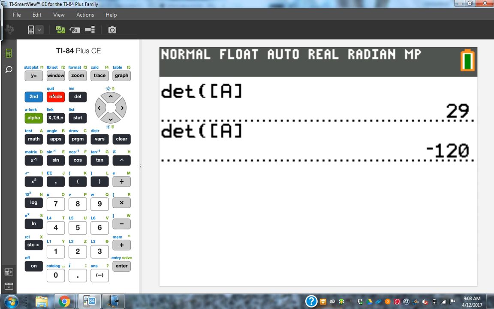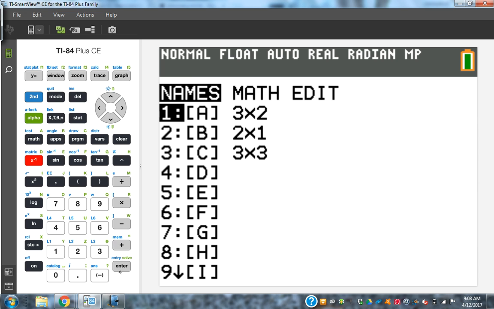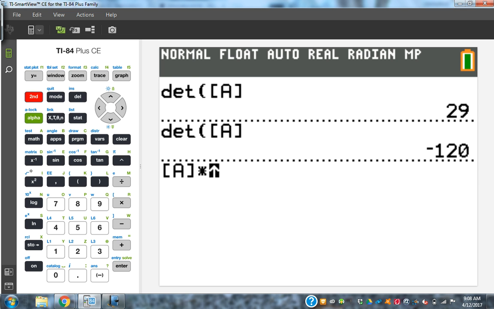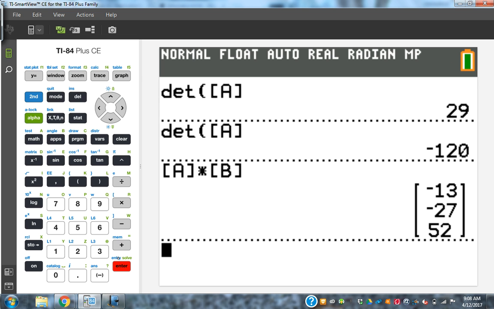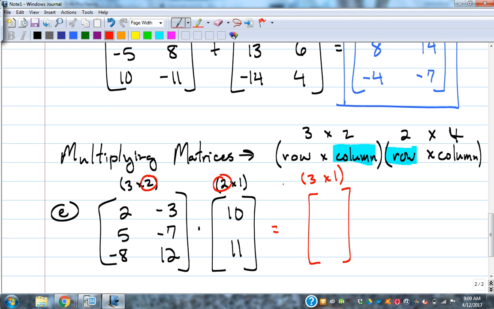Go back to the regular calculator screen and then just grab each matrix, matrix A times matrix B. And it gets that 3 by 1 that we expected: negative 13, negative 27, positive 52. Now, if that operation is not defined and you try to multiply them together, it's going to give you an error. I think this calculator gives the dimension mismatch error, which is what it tells you is wrong. The dimensions don't work for that.